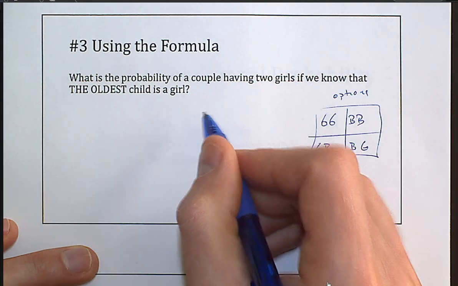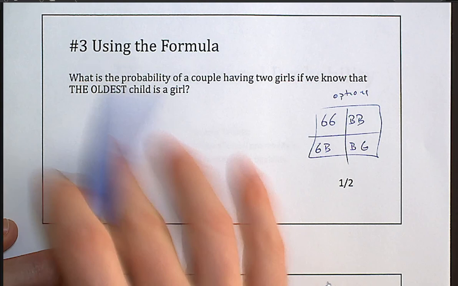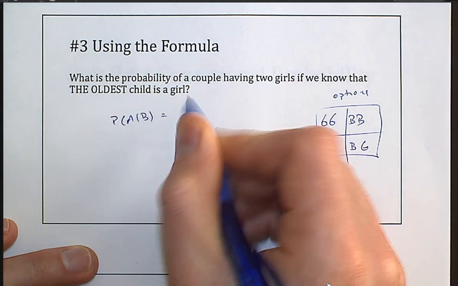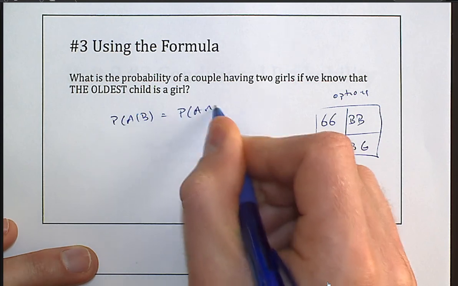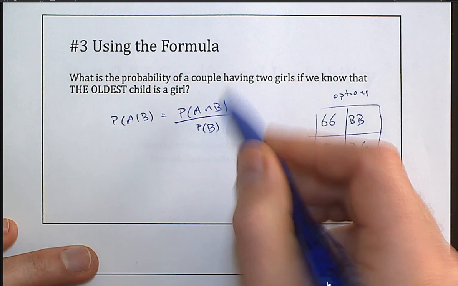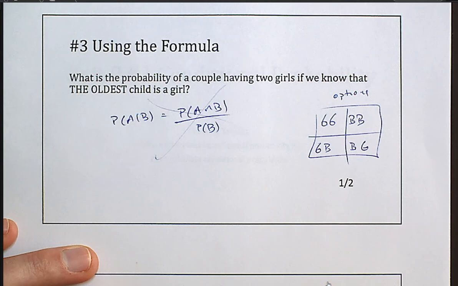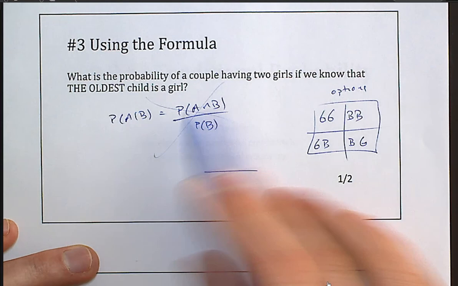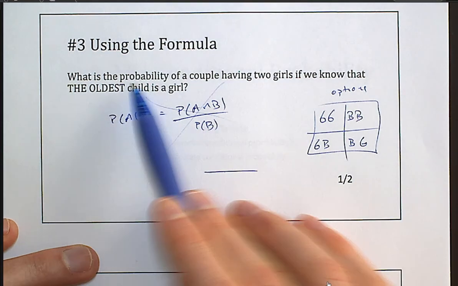So if we know that the oldest, and you don't have to write out the formula every time, like you don't have to write P(A given B) and write out the formula like P(A intersect B) over probability B. You don't need to do that every single time. So you can just figure out the answer and go from there. You know it's going to be a fraction. So the intersection of A and B, again, very similar. What's the probability of a couple having two girls?